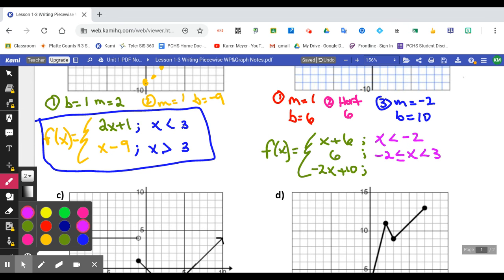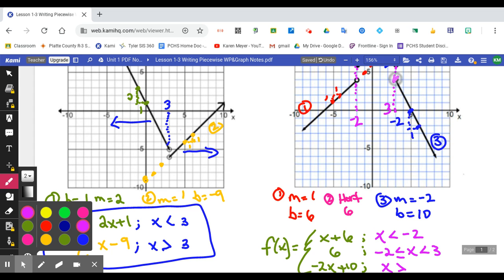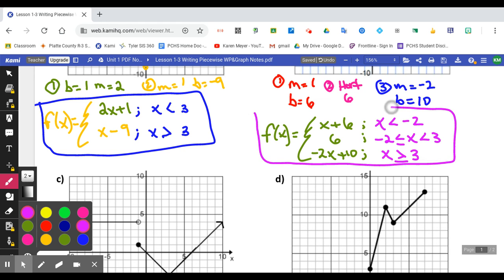And then the last one starts at 3, and it's going to the right, so that means x is greater than, and then you'll notice that this one is a filled in circle, so make sure you put the or equals to 3. And now you have your answer for your second one.